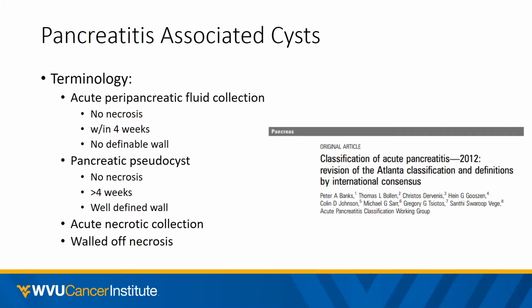They generally occur within 4 weeks, and there's no definable wall. After 4 weeks, we now have a well-defined wall, again in the setting of no necrosis. And when necrosis is present, less than 4 weeks, this becomes an acute necrotic collection, and greater than 4 weeks becomes walled off necrosis. This gives us some common language to talk about these collections. Obviously in the clinical scenario, these are typically occurring during episodes of acute or recurrent pancreatitis.